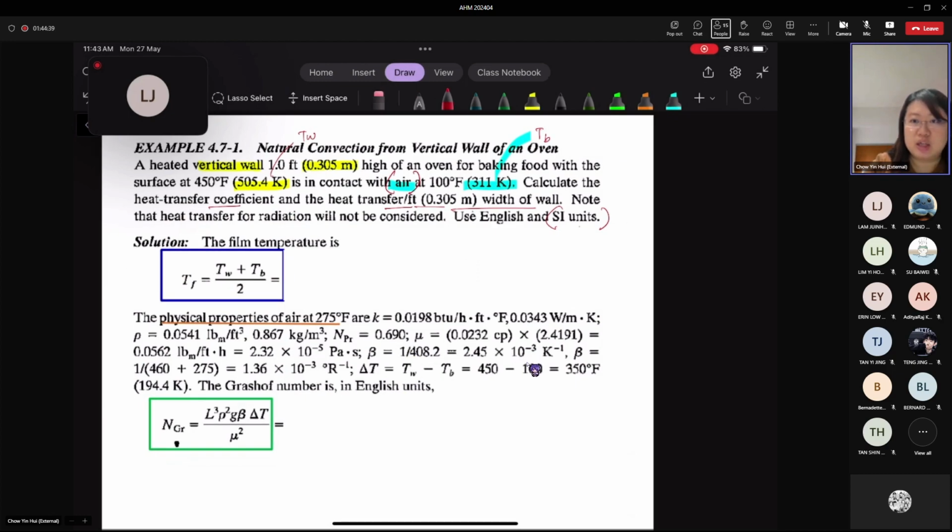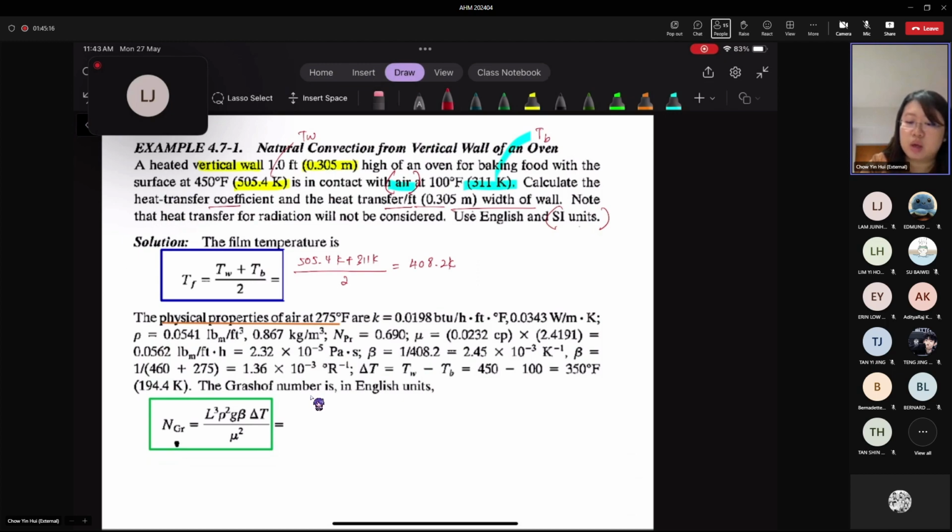Now, let's solve the film temperature first. The wall temperature given just now is 505.4 Kelvin, plus the bulk fluid temperature at 311 Kelvin. The air is at a lower temperature, so the wall here is used to heat up the air. Divide by 2. So the film temperature equals 408.2 Kelvin.